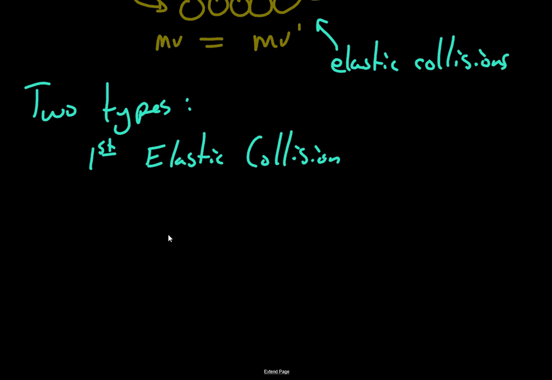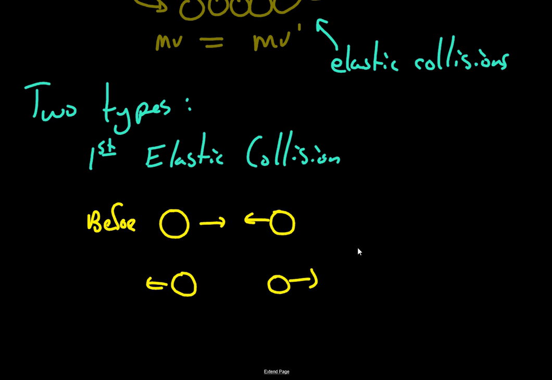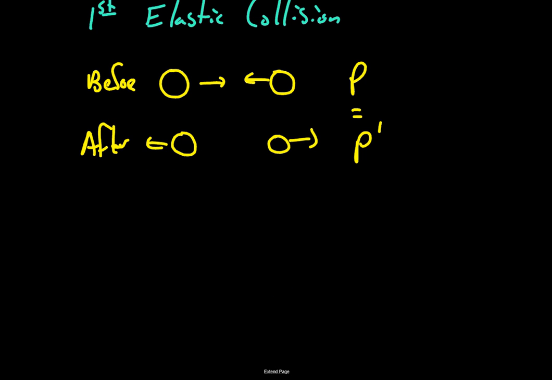So you might see this if you had, say, two solid steel marbles that collide with each other before, and then after they would bounce off and be traveling in the opposite direction. But P would be equal to P prime, right? The before and after would still be equal, okay? So let's look at this. Elastic collision.